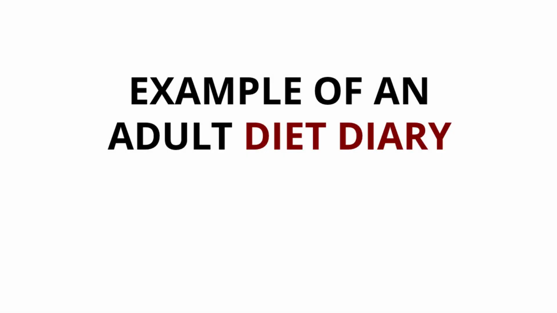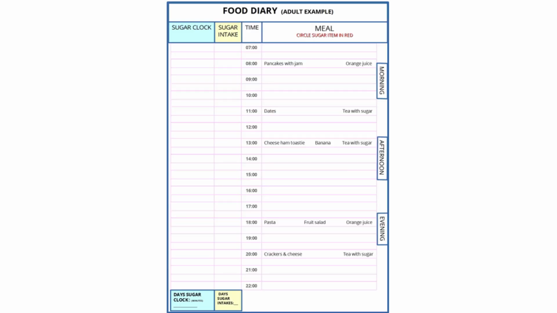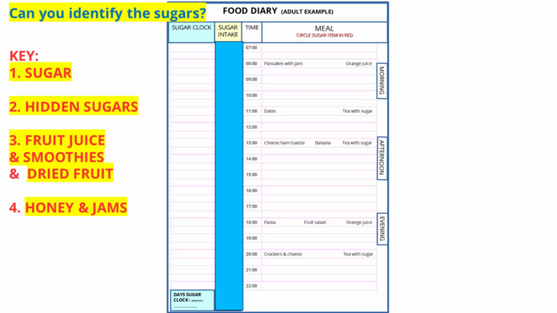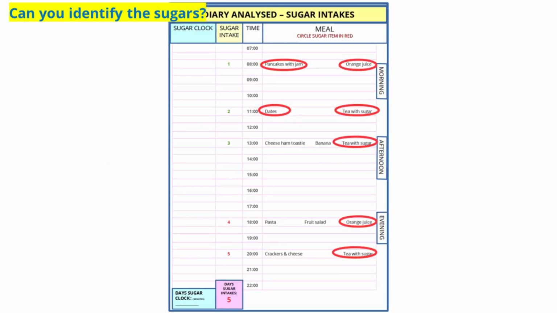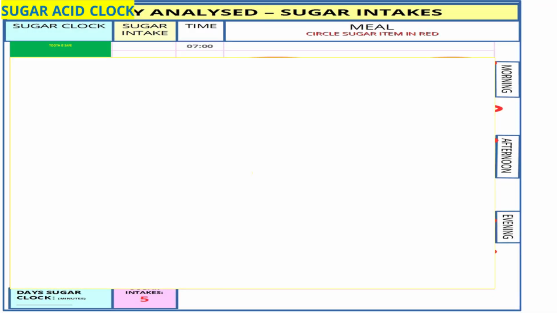So we have a food diary as an example here. Can you identify the sugars? Now we will do a sugar acid clock analysis.